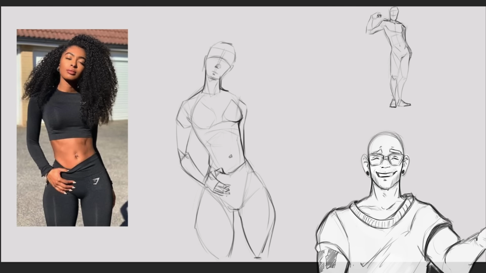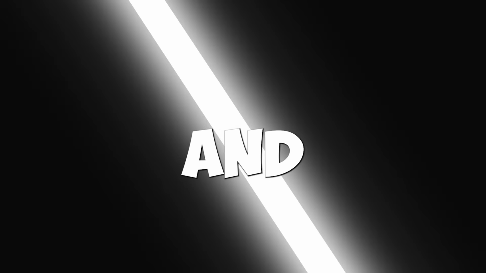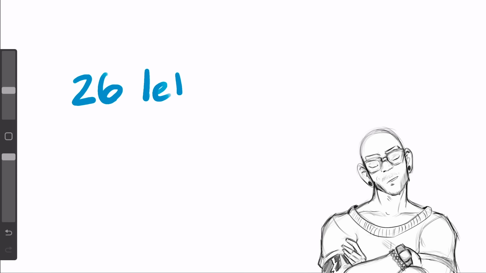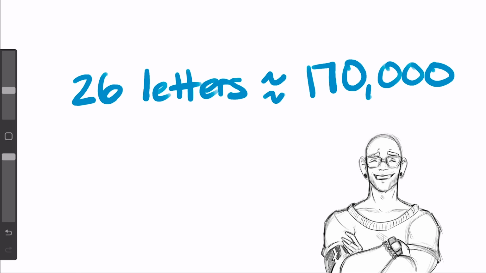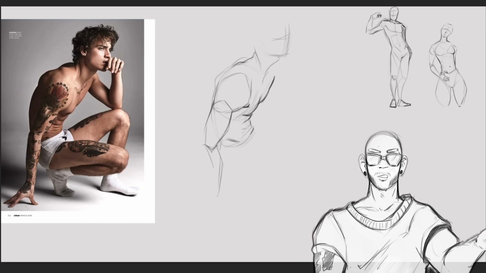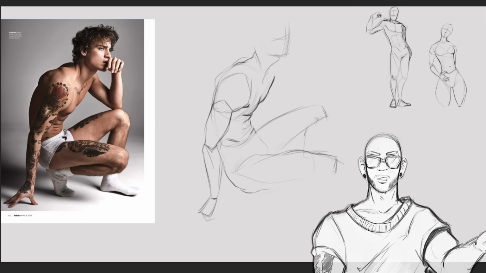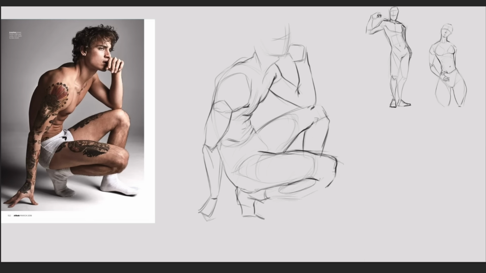Well, the system I'm about to share with you, I guarantee you that you use it every day, and you probably don't even notice it. So there are 26 letters that can create 170,000 modern-day words in the English language. But for us to understand those 170,000 modern-day words, we must first understand how to read the English alphabet.